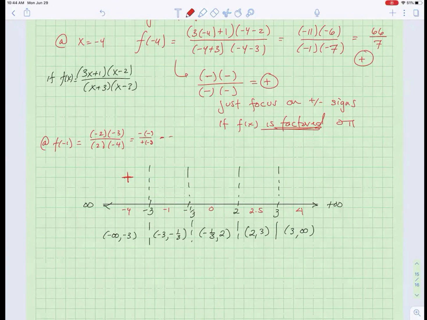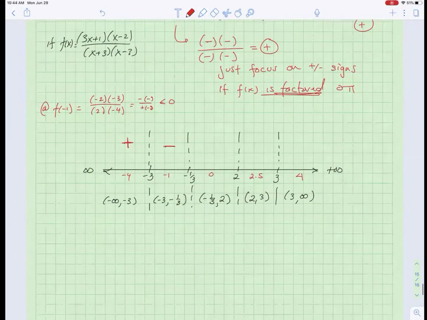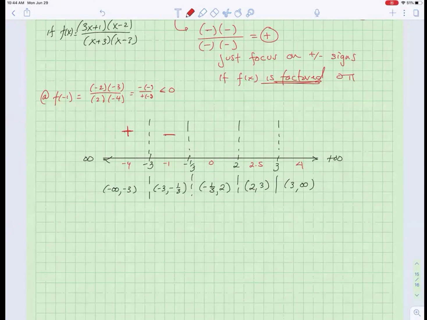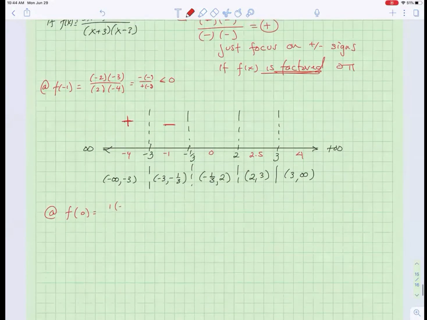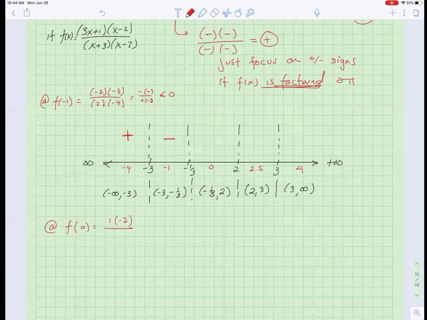Or maybe I should just say less than 0, negative. At f of 0, we get 1 times -2 over 3 times -3, which is negative over negative, which is positive. So it's positive again in this region.